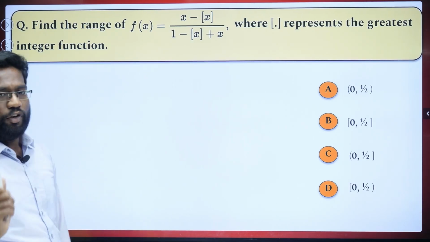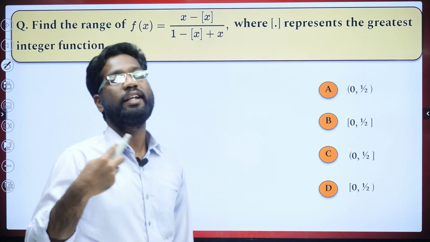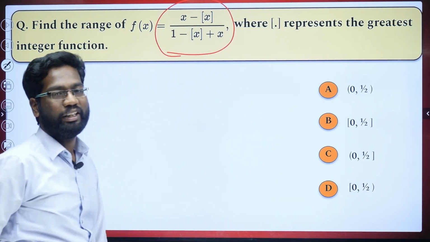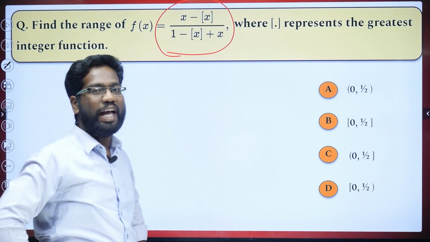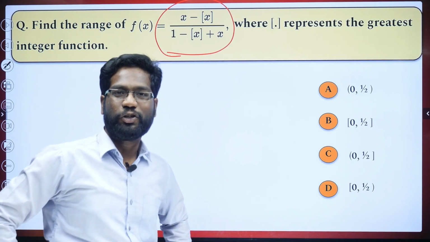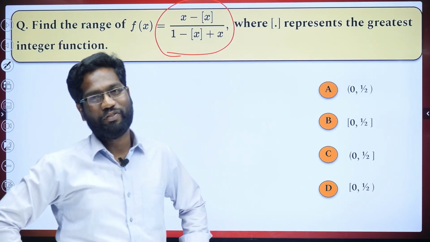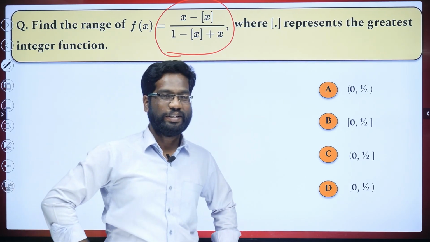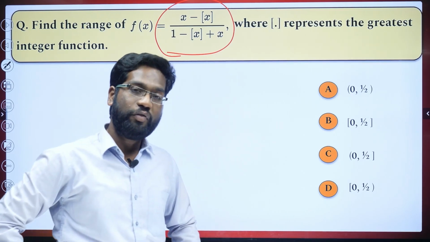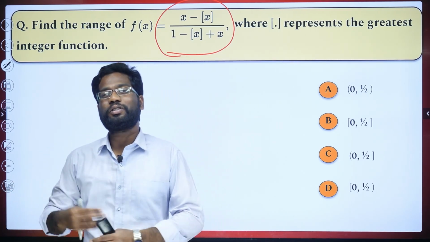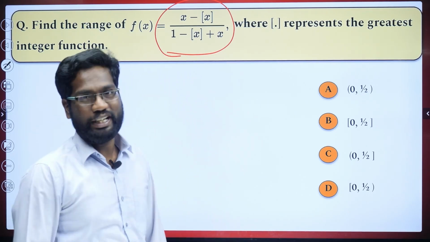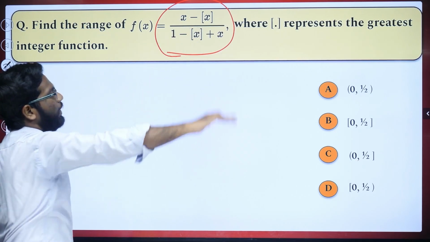Find the range of f of x is equal to x minus greatest integer of x divided by 1 minus x, the same thing they have given, my dear students. Now we have to find the range. Here you may think, what, the greatest integer function they have given, but you kept this question in fractional part. Don't be in a hurry, my dear students, because this also will become fractional part. The fractional part function is very good, my dear students. When you solve so many problems, then you will understand how important that is. Okay, now we have to find the range.